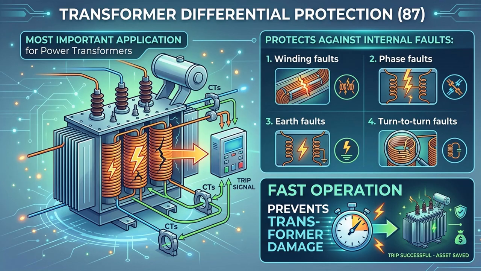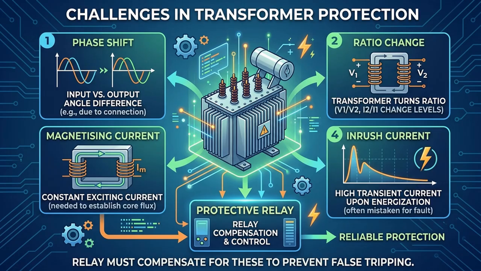One of the most important applications of differential protection is transformer protection. It quickly detects winding faults, phase faults, earth faults, and turn-to-turn faults. The result? Fast relay operation that isolates the transformer and prevents severe damage.